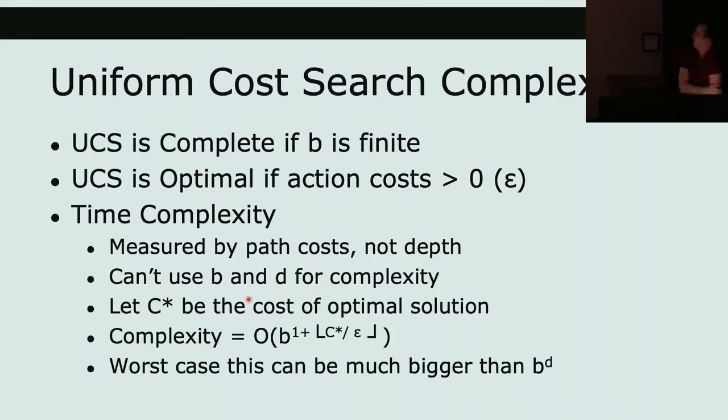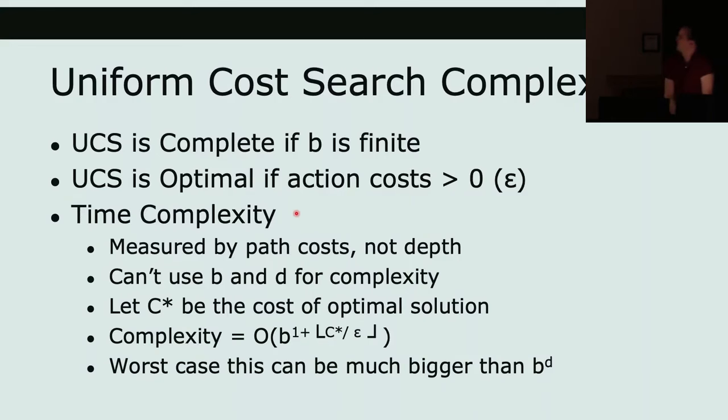The search complexity, well, UCS is complete if B is finite, but of course we're only dealing with finite problems here. It's optimal if all action costs are greater than 0, so you may see this in some places, epsilon greater than 0, whatever. The time complexity, that's not going to be on the exam. I don't like doing a lot of math. I'm sure you don't like doing a lot of math.